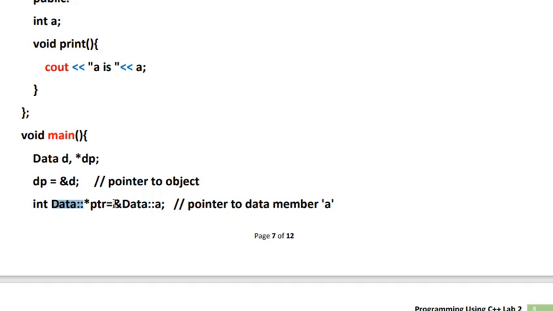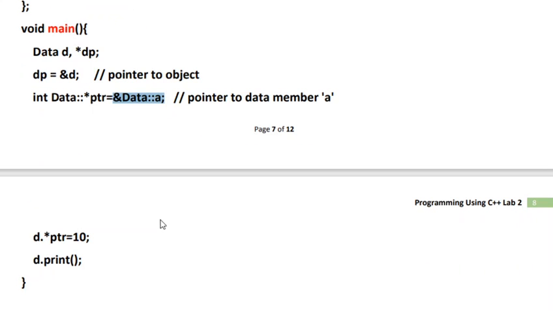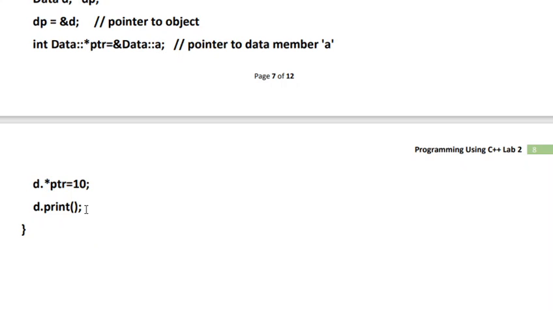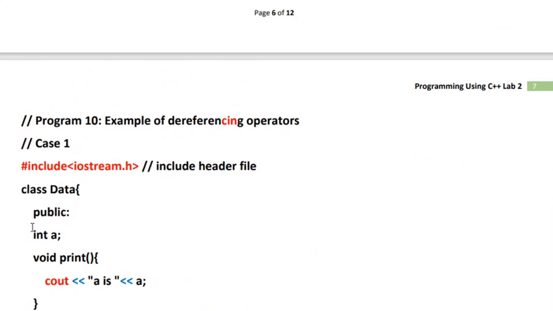To PTR, I'm assigning the address of A of data. So now I can assign a value to A using PTR. I'm assigning the value 10 to A using PTR, because PTR is pointing to A of data. Instead of writing D dot A equals 10, I'm writing D dot asterisk PTR equals 10. Then I'm printing the value of A. This is a very simple example of the dereferencing operator.